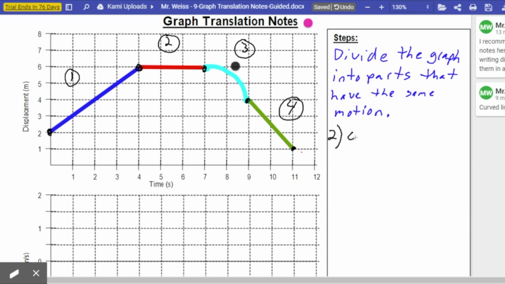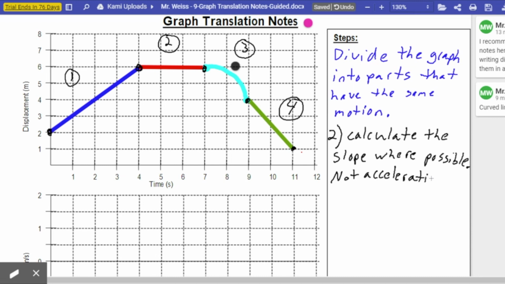Now that we've identified the four different parts to this graph, we need to calculate the slope of each of these parts. Remember, the slope of this graph is going to tell us how fast the object's moving, in other words, the velocity. Some of you may notice that there are certain parts of this displacement versus time graph that we aren't going to be able to calculate the slope of. So let's get started with calculating these slopes.